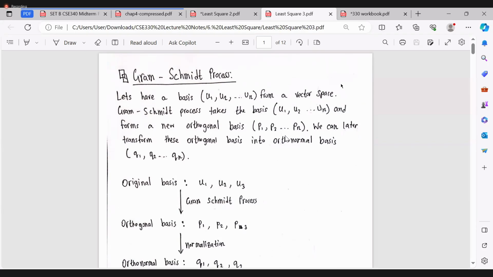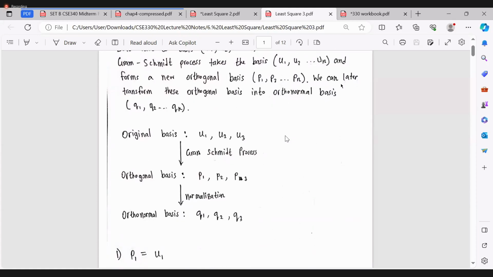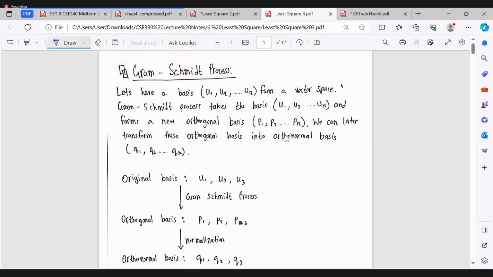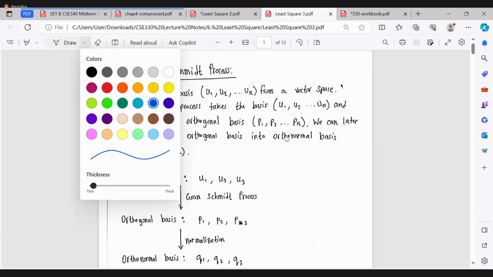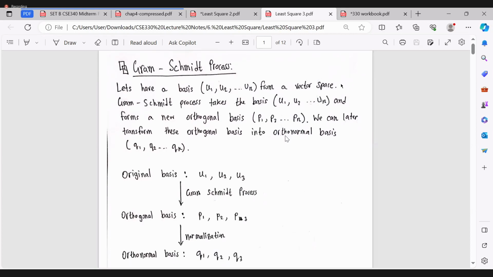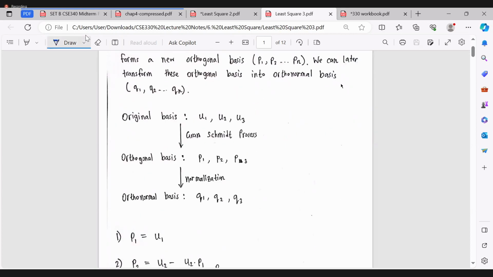Suppose there is a matrix A and the column vectors are known as U1, U2, U3. You will apply the Gram-Schmidt process. This is a process that you will apply to the original basis and you will get the orthogonal basis.